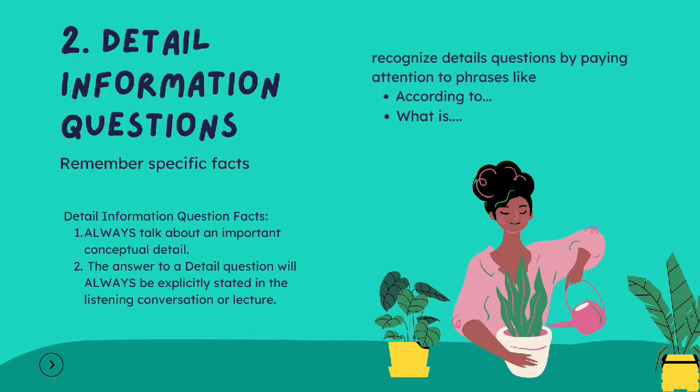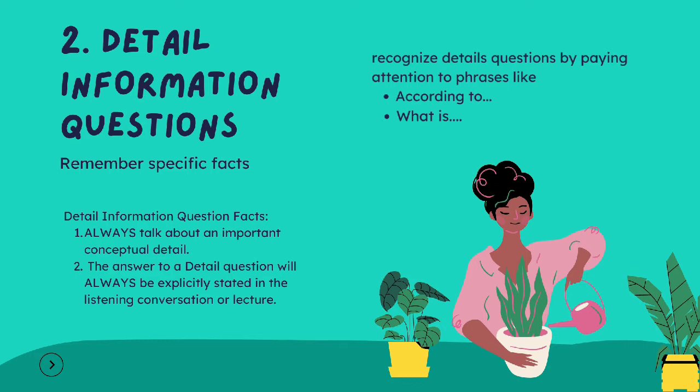Second, detailed information questions. Detailed questions are probably the most straightforward of all the listening question types. They will ask you to remember specific facts about the lecture or conversation. You can recognize detailed questions because they include phrases like according to and what is in the question.